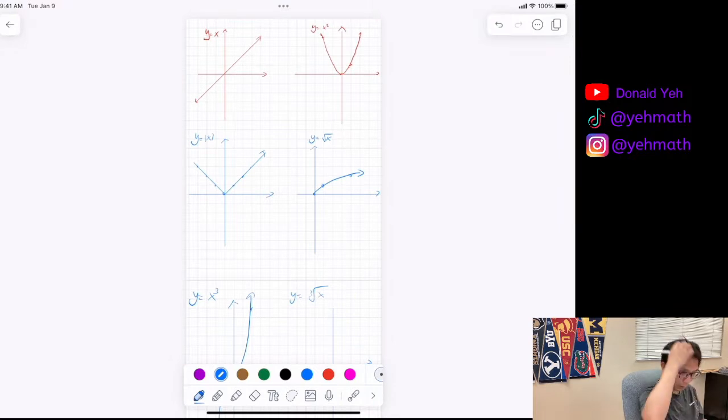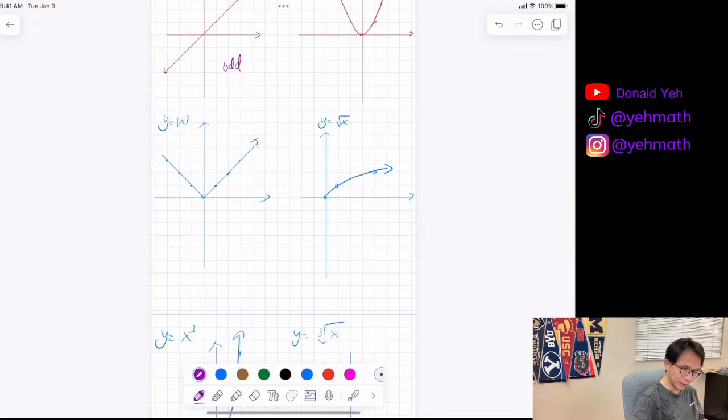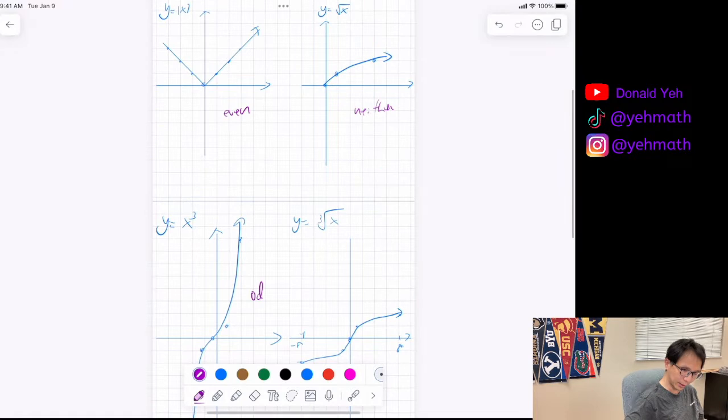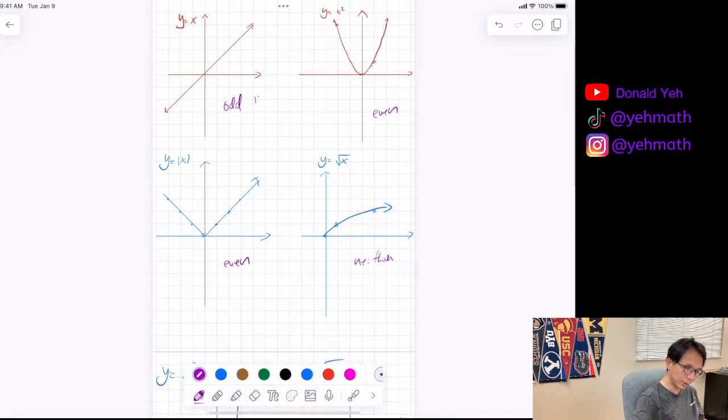Let's review. I'm gonna write down odd, even. This is odd. This is even. This is even. This is neither. And this is odd. And this is odd. And we're going to talk about domain and range. So the domain is negative infinity to infinity. Range is going to be negative infinity to infinity. This one, the domain is what? Negative infinity to infinity. What's the range?